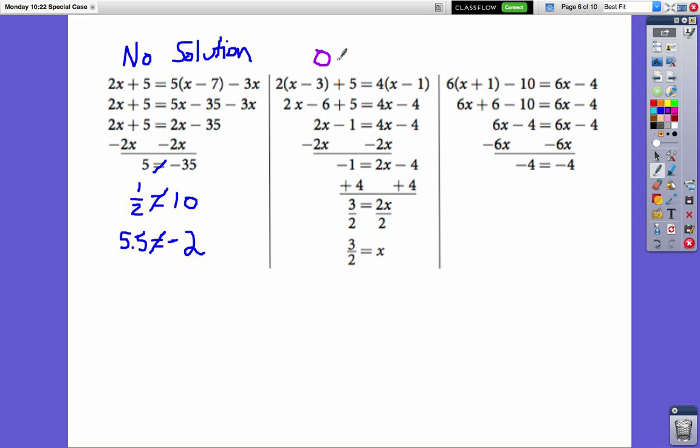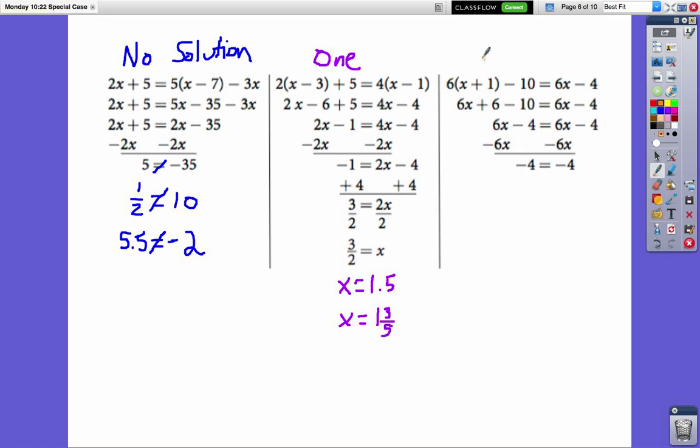This is what we typically see in algebra, an equation with one solution to it. So here we have 3/2 is equal to x. That is one solution. You might also see something where x is equal to 1.5, or possibly x is equal to 1 3/5. These are all examples of an equation that has one solution.